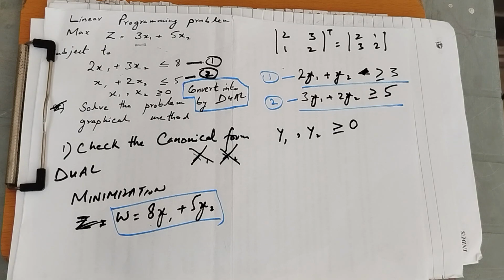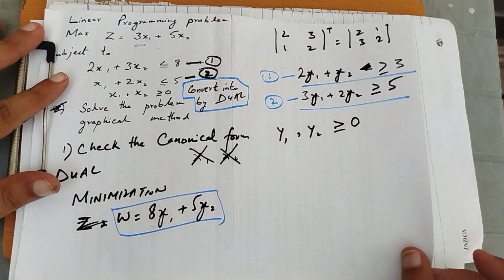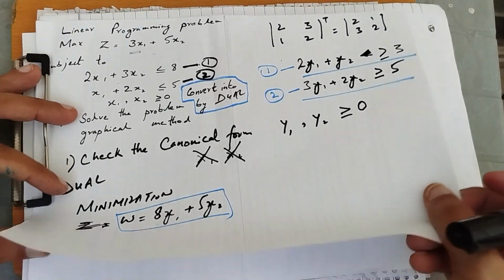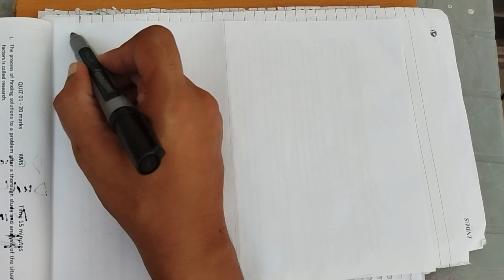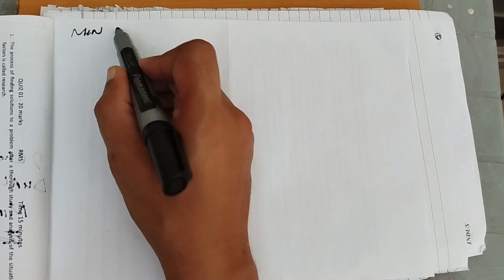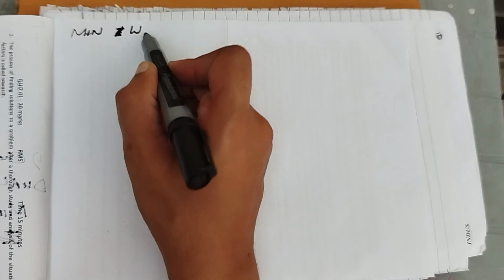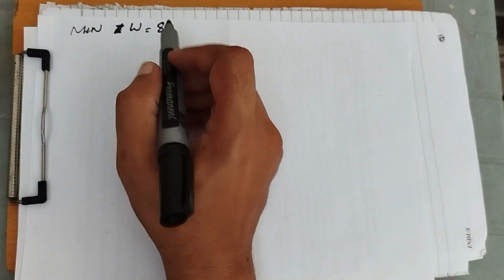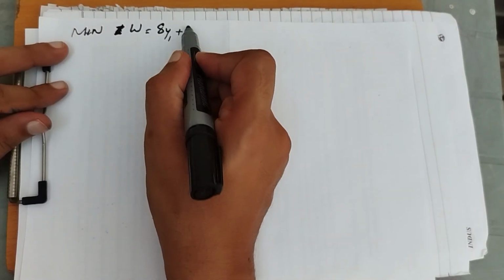Now, as the problem says, solve the problem by the graphical method. First we had to change to the dual form, then we go for the graphical method. So let's move ahead. Our minimization function is, let's rewrite it again: instead of z we write w, w equals 8y1 plus 5y2.